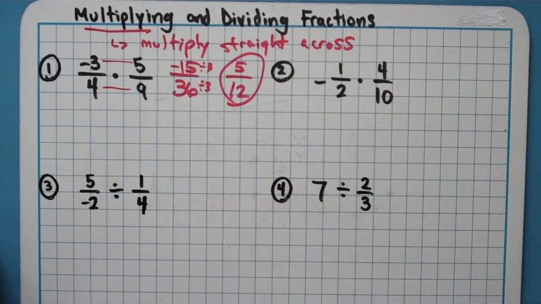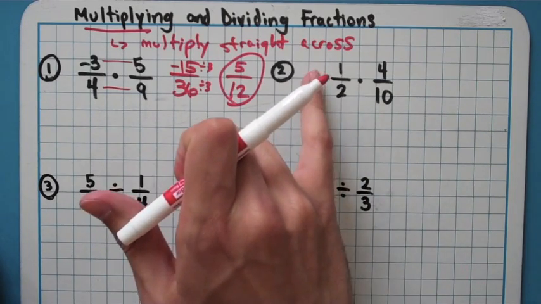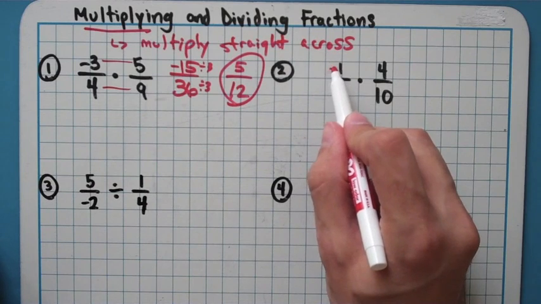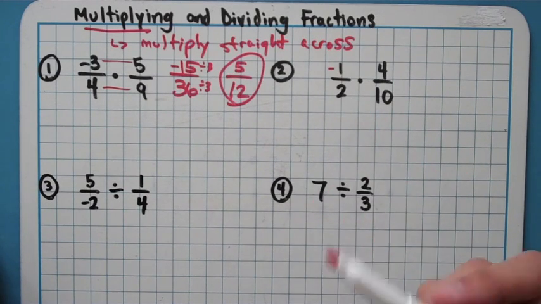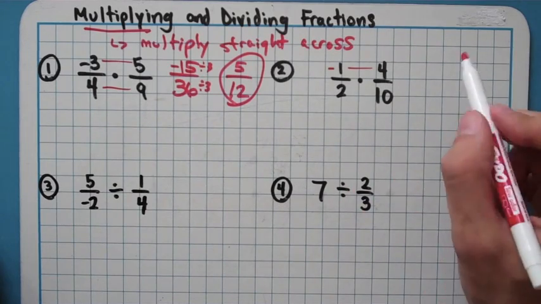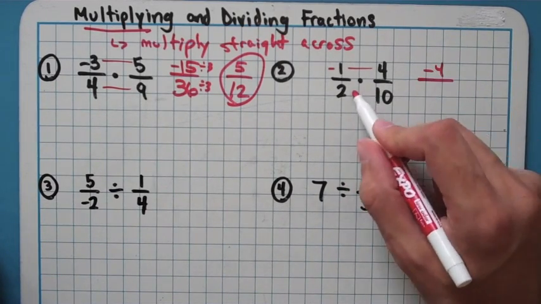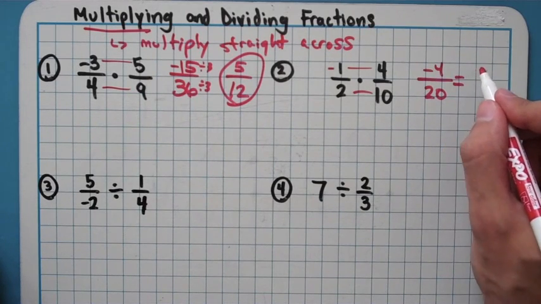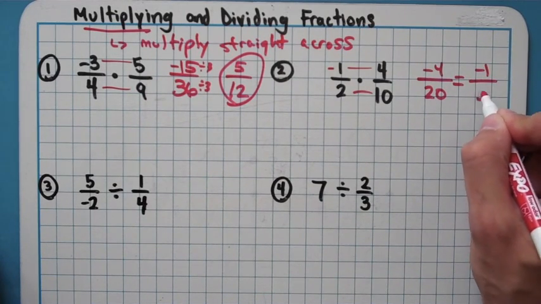For the second problem here, and again, feel free to pause the video if you want to try this one for yourself. That negative out front, remember, means it's really a negative up top. You can just put the negative up top. Don't do it to both parts because then they would end up canceling. You want to have a negative answer. You just go straight across. You get negative 4 over 20, and if you reduce it, dividing them both by 4, you get negative 1 over 5.